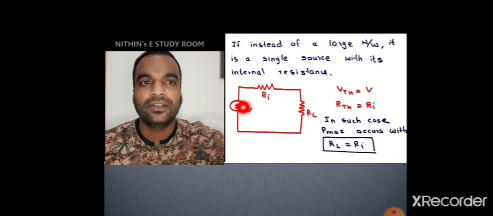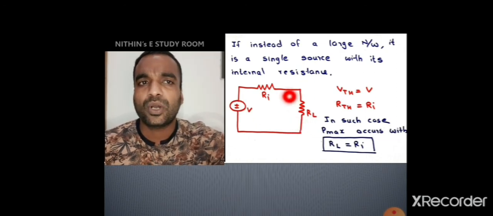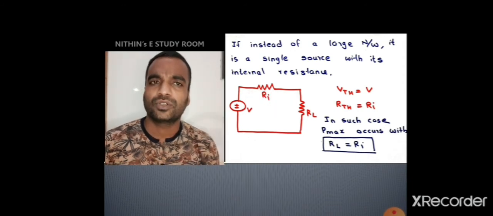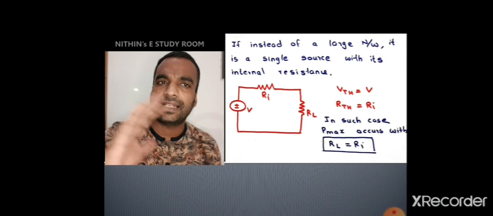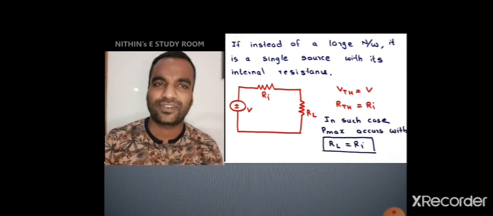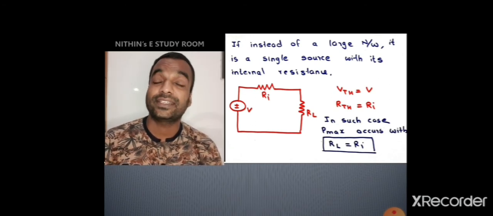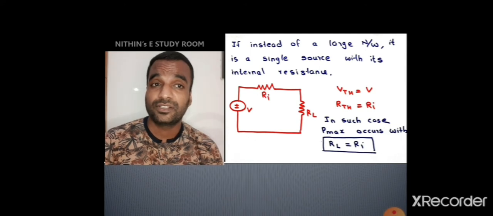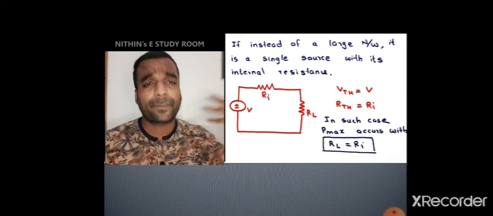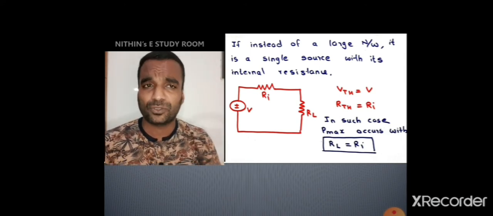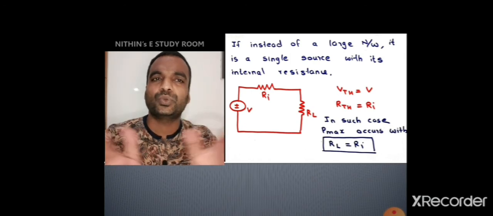So this V will also appear across this terminal also, because no current is passing across Ri. So no loss is there in the circuit. So voltage will be the same on the left side of Ri and the right side of Ri. So we can say V Thevenin is equal to V itself. So that is also a case. So in upcoming discussions, in case of AC also, we will discuss these two cases.